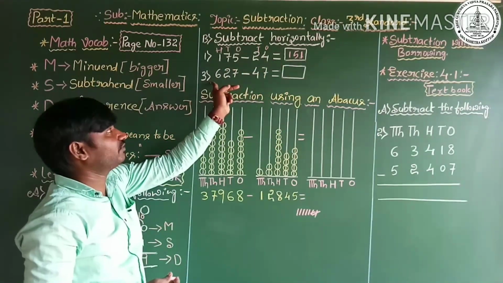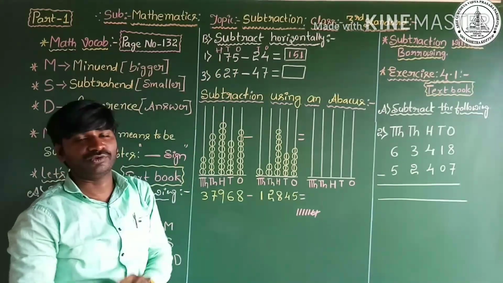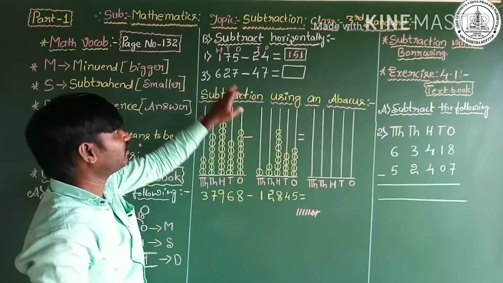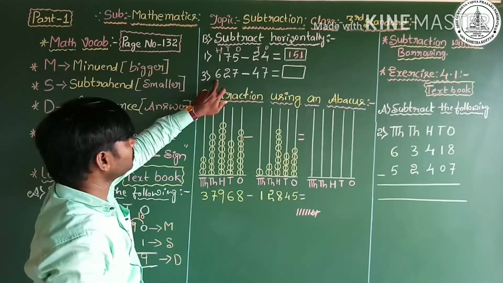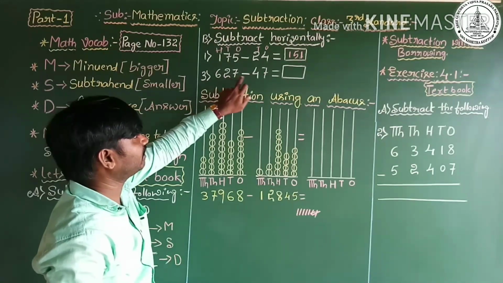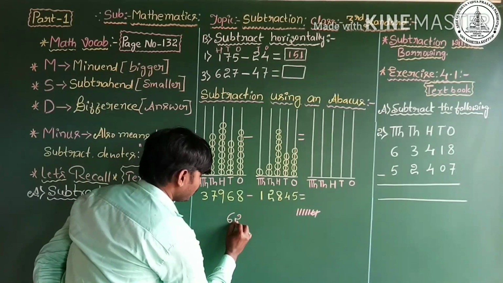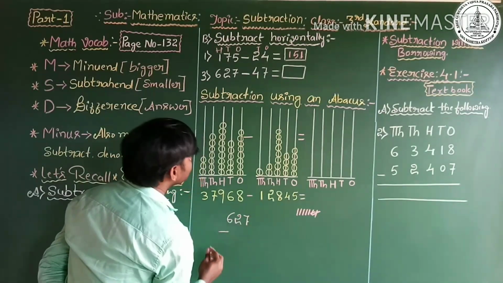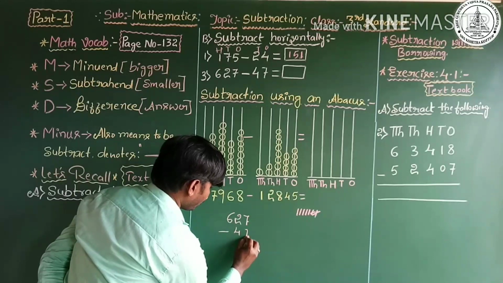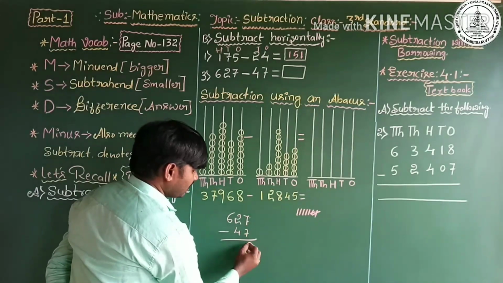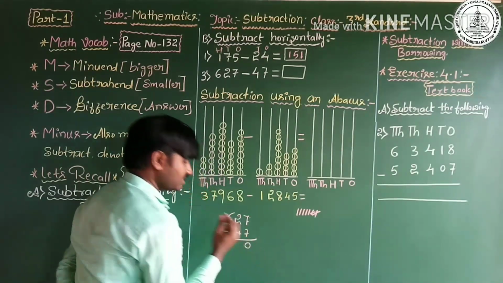The next, go to the third one. Rest of the questions are your homework. Okay, dear student. Which is the third question? 627 minus 47. Okay, right here that question, 627 minus 47. Okay, 7 minus 7 is 0.